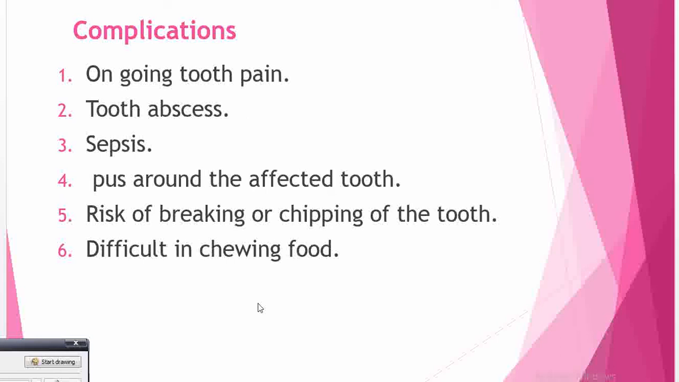We have tooth abscess due to injury, or an abscess can be due to ulceration or destruction of the gum and the tooth itself up to the inner deep part of the root. Sepsis is infection related to tooth decay, passing around the affected tooth. There is also risk of breaking or chipping of the tooth, and difficulty in chewing.